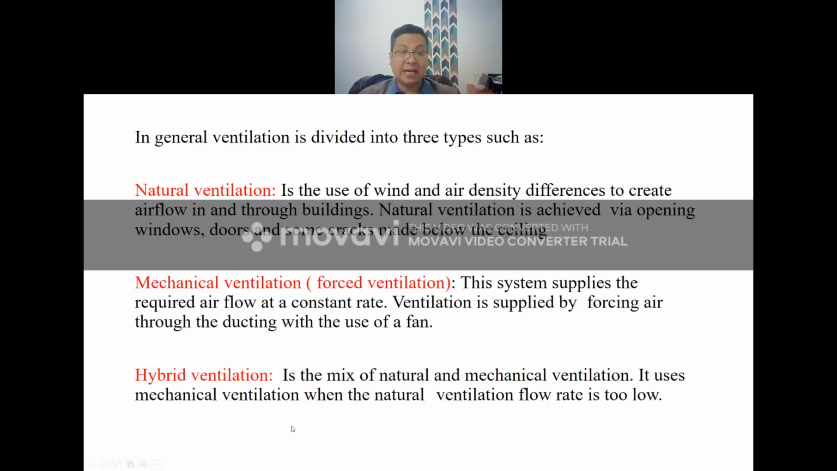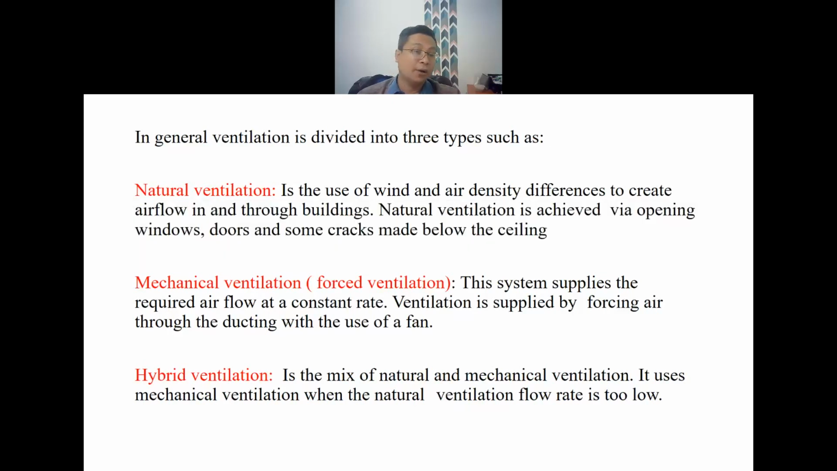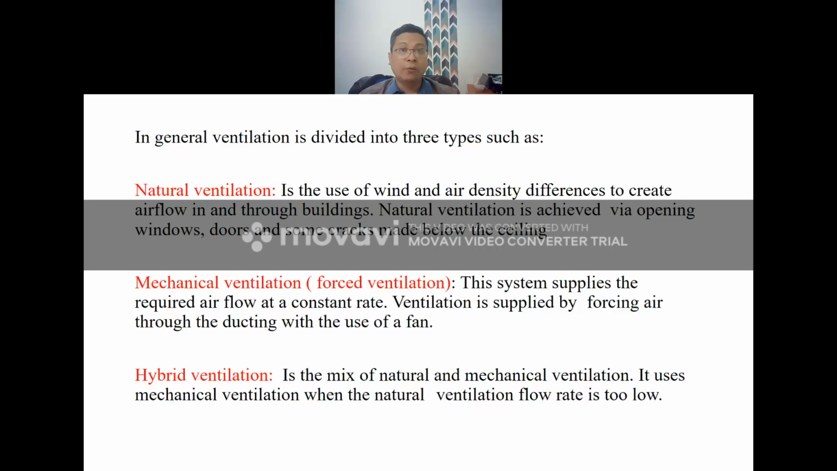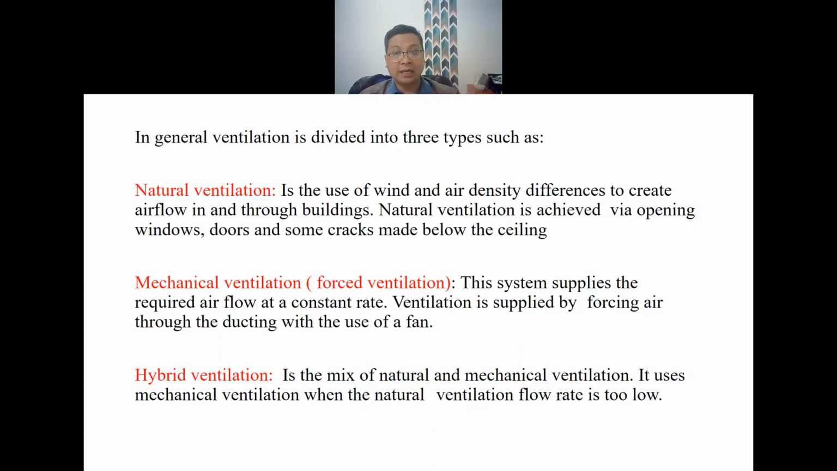And other than that, we have the hybrid ventilation type. It is a mix of natural and mechanical ventilation. Mechanical ventilation is used when the natural ventilation flow rate is too low. So this one is a combination with natural ventilation. Some parts will be influenced by mechanical work like the fan. So then we can control the flow rate in certain parts.